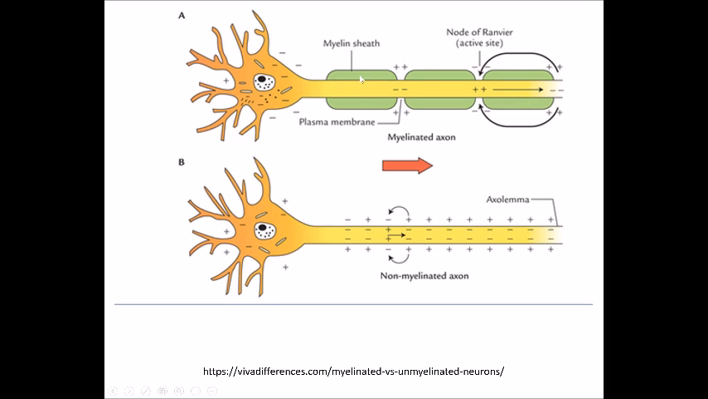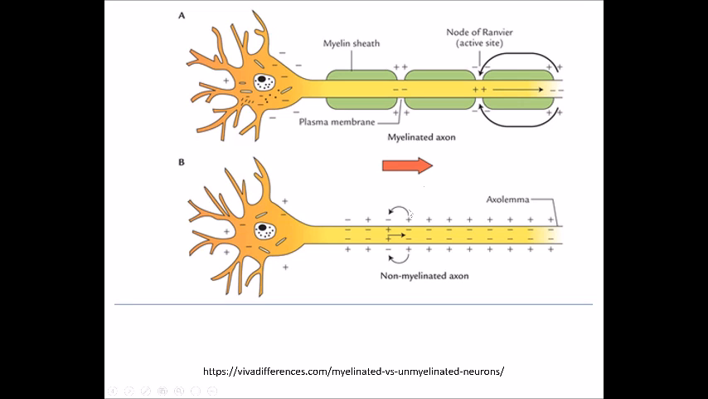So having this insulation decreases the capacitance that builds up on the membrane. And then it would be here at these nodes that we see this. Well, what this allows is the electrical event to jump from node to node to node very quickly. So this is what's referred to as a saltatory conduction of an action potential.